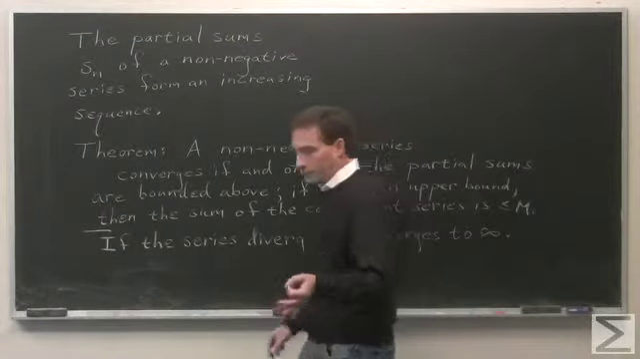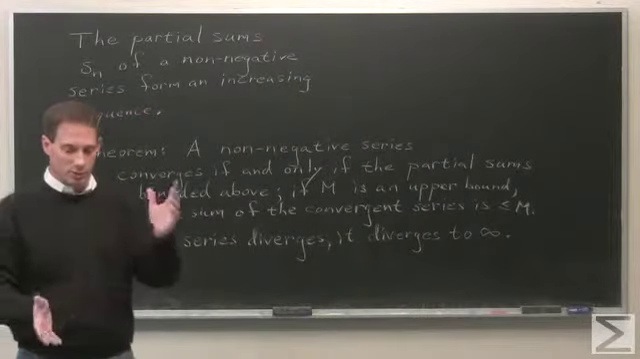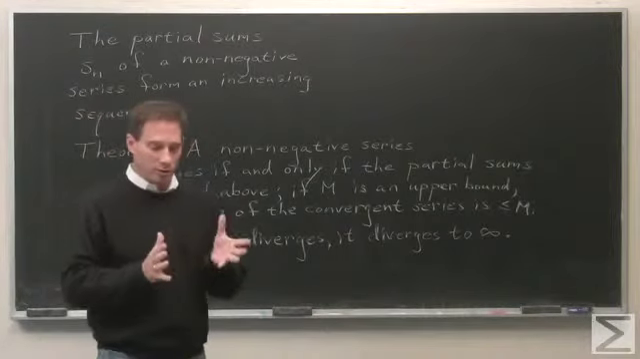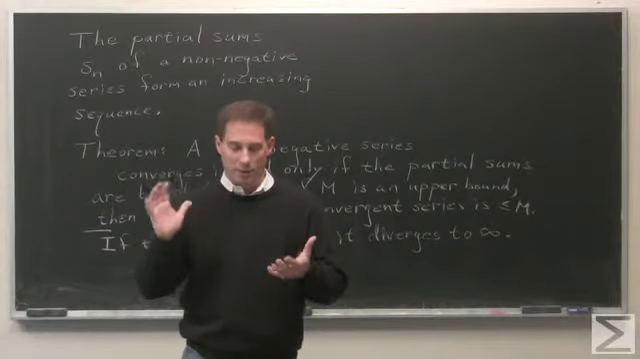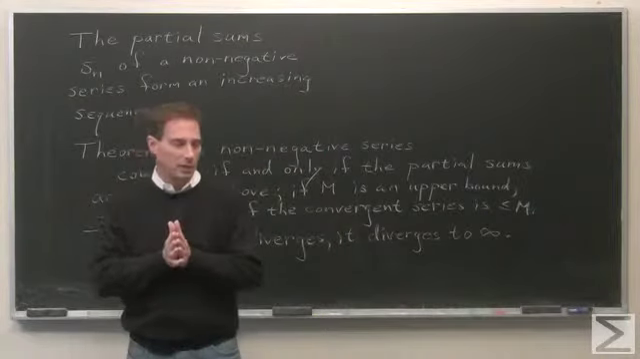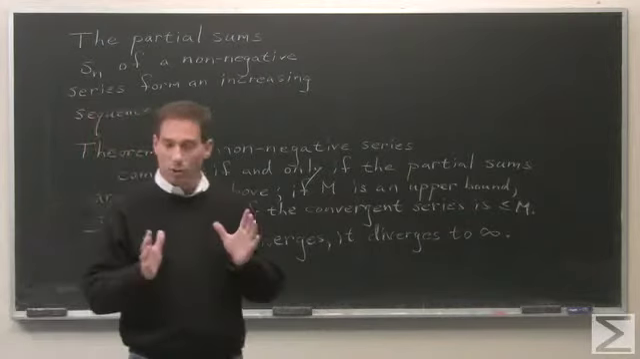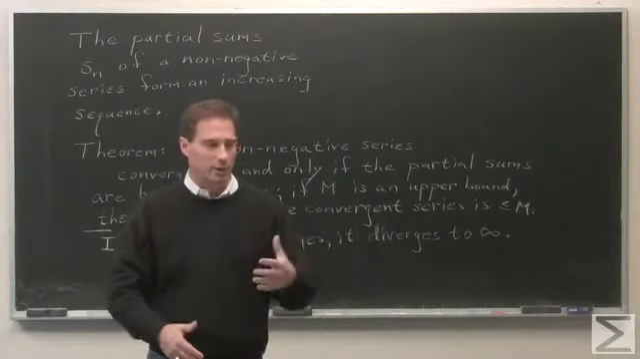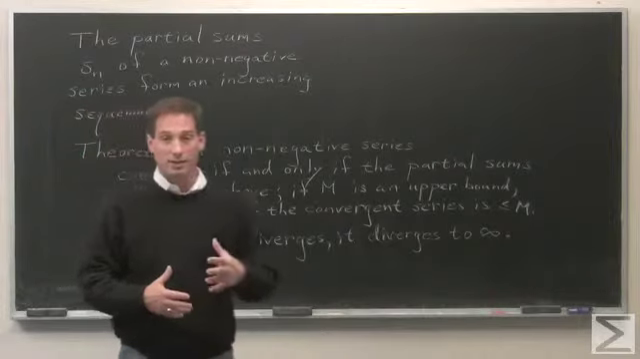All right. This is at the heart of why non-negative series are easier to deal with than series with both positive and negative terms. A non-negative series converges if and only if the partial sums are bounded above. If the partial sums are bounded above by M, then the series converges, and it converges to something less than or equal to M. And part of that statement is if the series diverges, there's only one way for a non-negative series to diverge. The partial sums can't oscillate. They can't do anything bizarre.